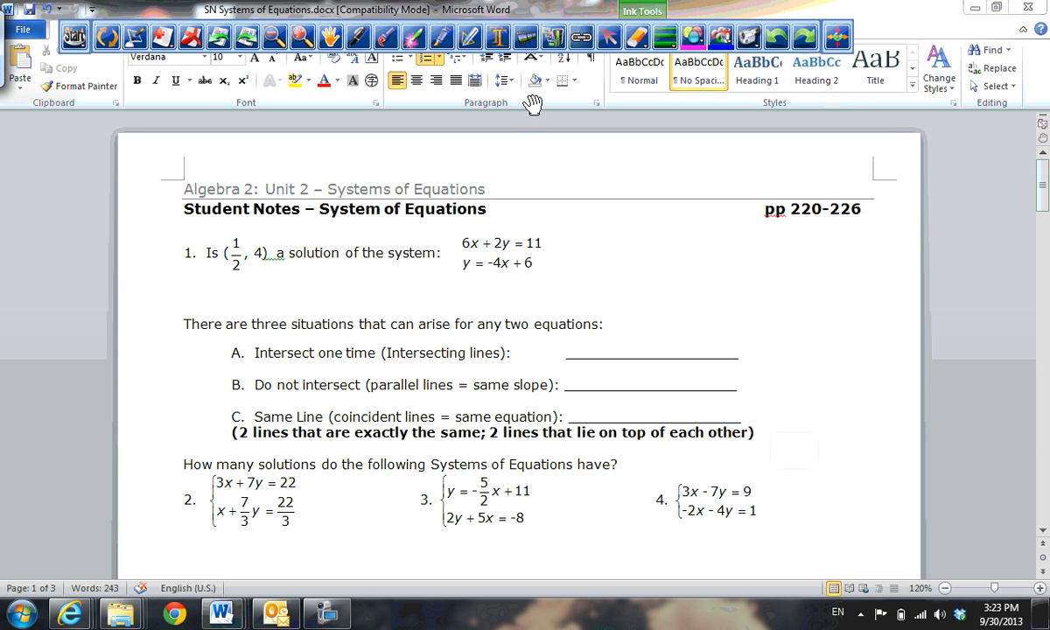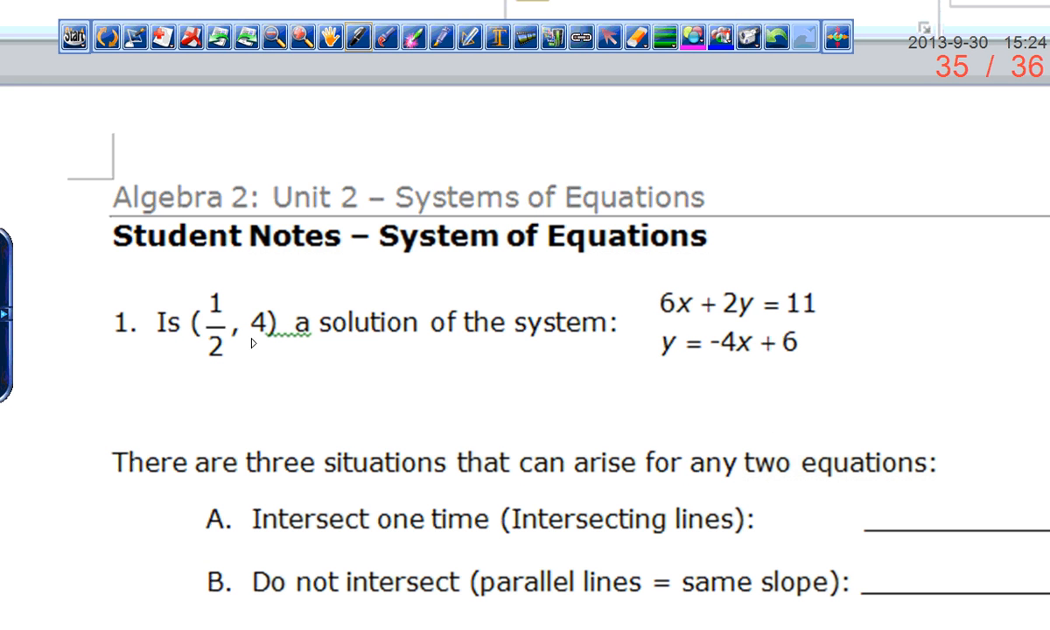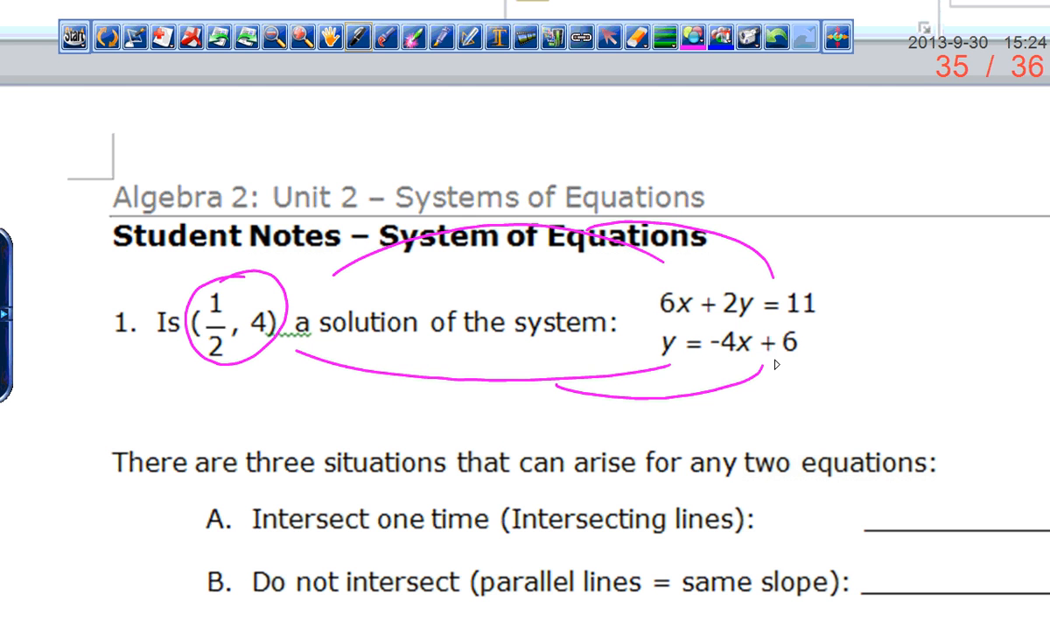We're going to plug our x and y into both equations. So we're going to take x and y, put it there, put it there, put it there, put it there. If it makes the statement true, then it's a solution. If it doesn't make it true, then it's not a solution. So literally right now, take x and plug it in. Now remember, we're on the side that says notes on it.